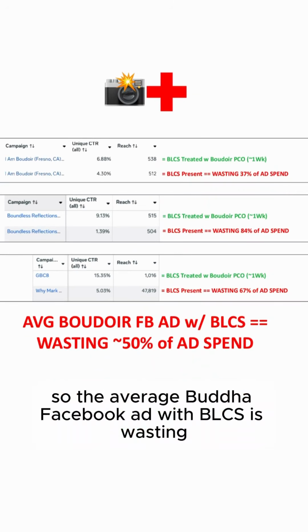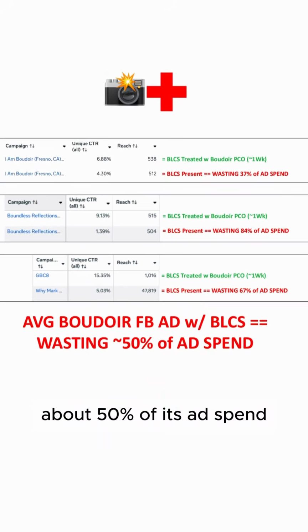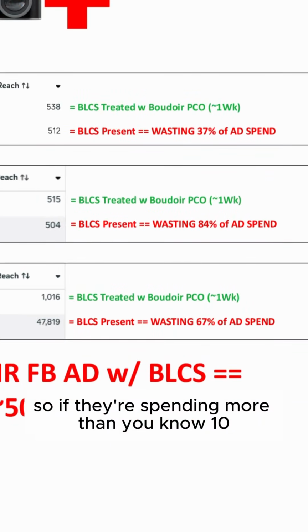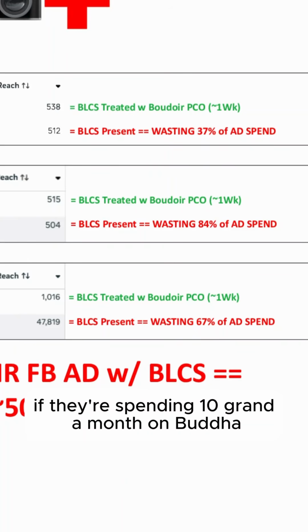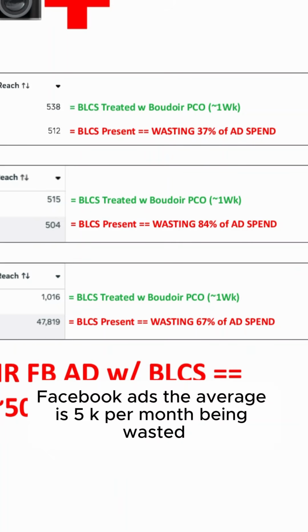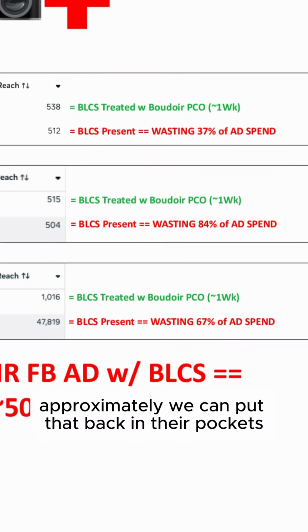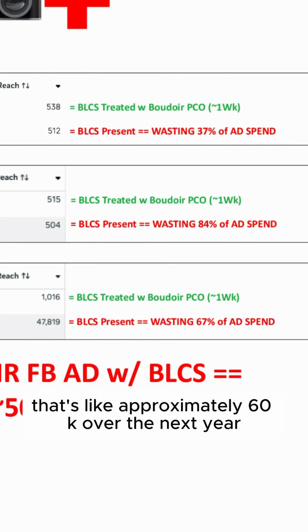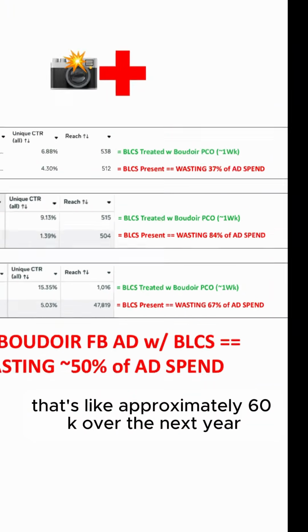So the average Facebook ad with BLCS is wasting about 50% of its ad spend. So if they're spending 10 grand a month on Boudoir Facebook ads, the average is 5K per month being wasted. Approximately, we can put that back in their pockets. That's like approximately 60K over the next year.